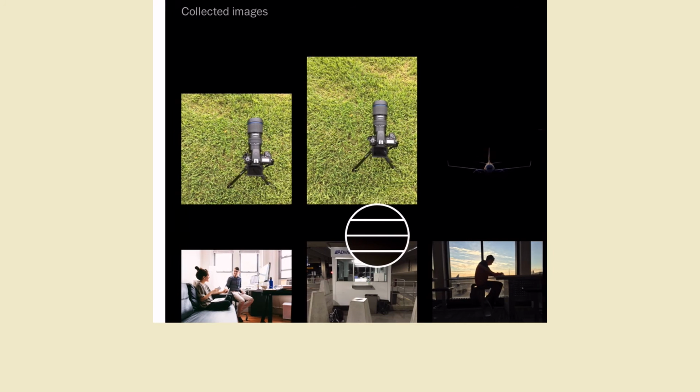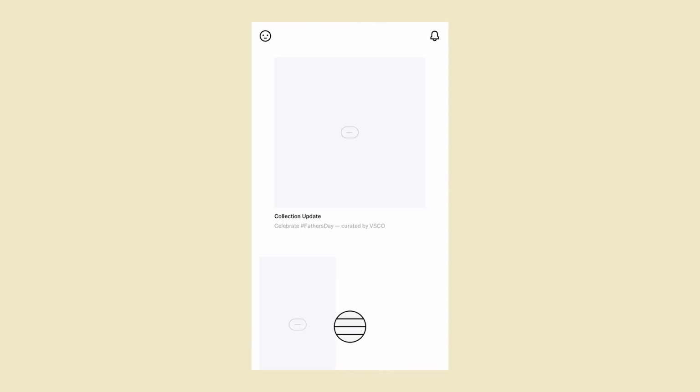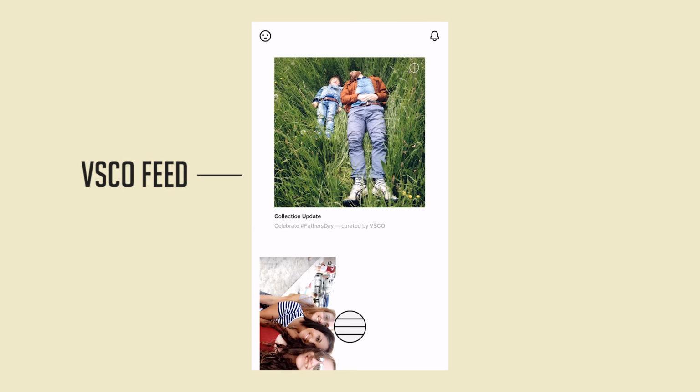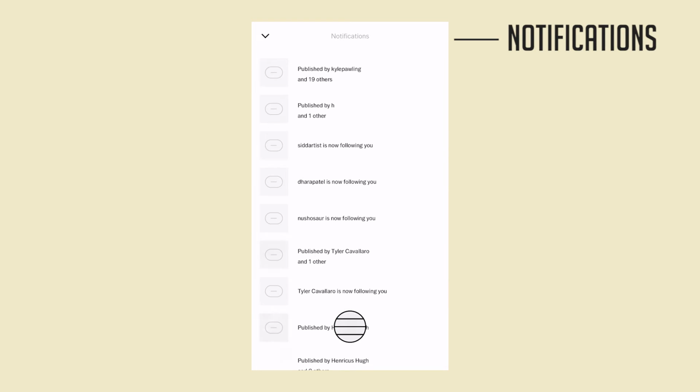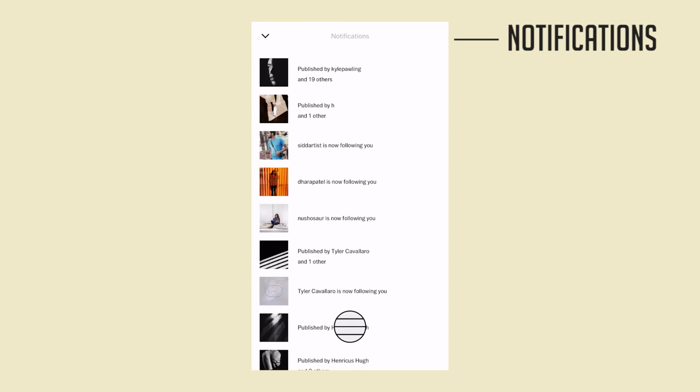So if we pull to the right, it's going to reveal kind of like your feed for Vsco. And these are the things that you follow. These are the things that are kind of popular. And here at the top right corner, you have your notifications. And these, of course, notify you when somebody has published your work or is following you, and so on and so forth.